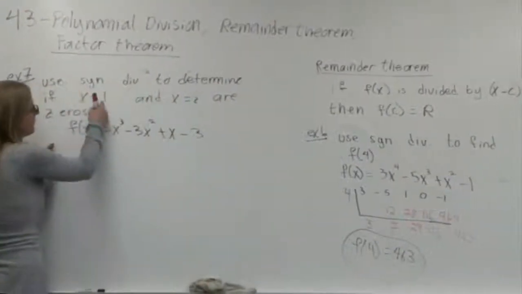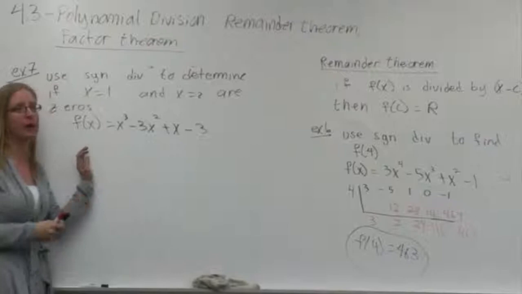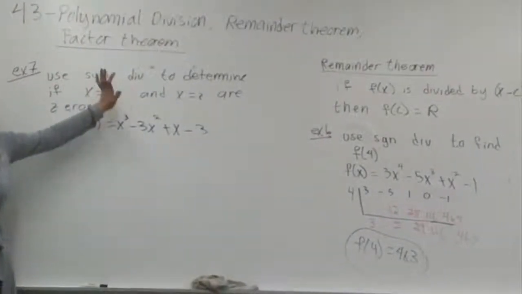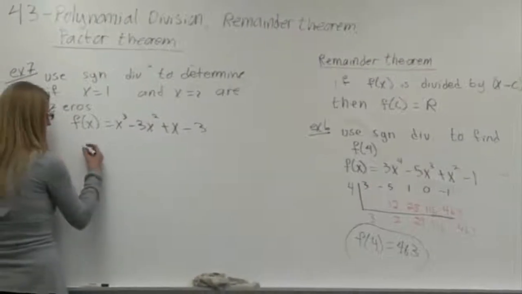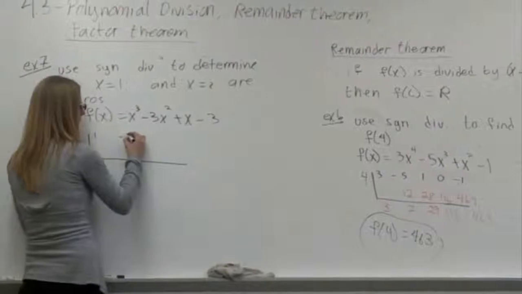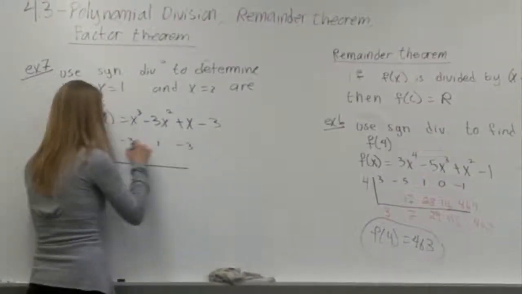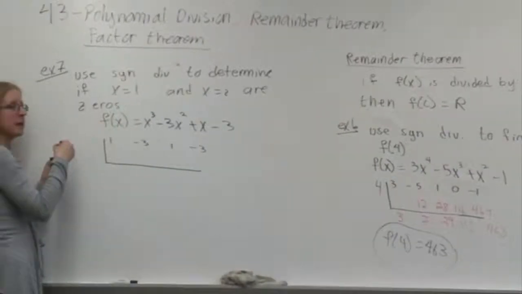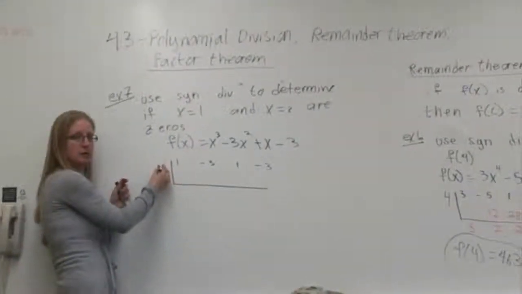Instead of actually plugging in 1, I know you could plug in 1, and I know it's really easy. I do. But I told you to use synthetic division, so you better use synthetic division. So let's do that synthetic division. Again, my coefficients: 1, -3, 1, -3. Now I'm going to first try for x equals 1. So that means I'm going to put a 1 out here, right?